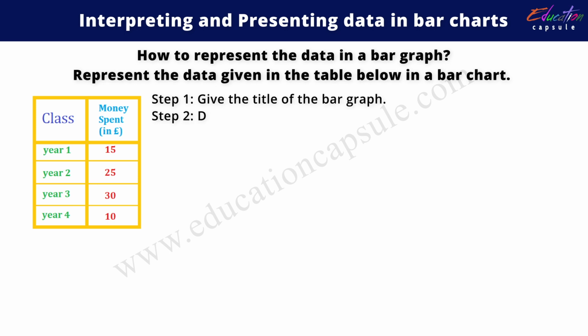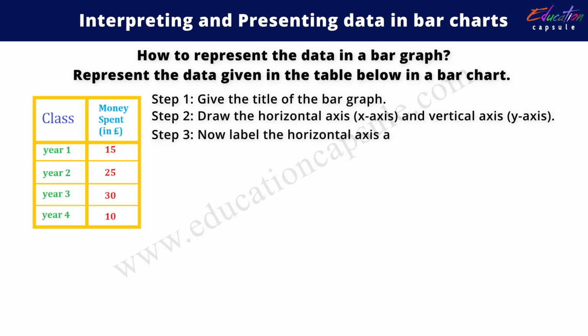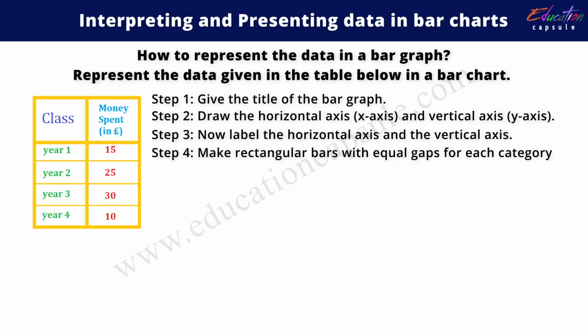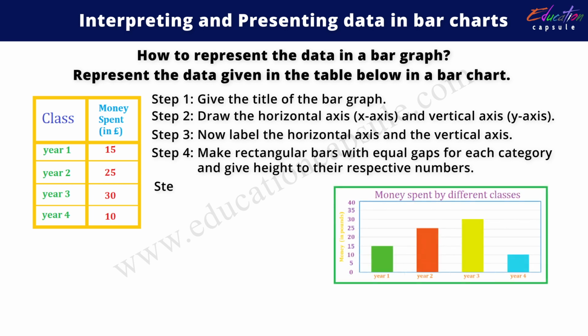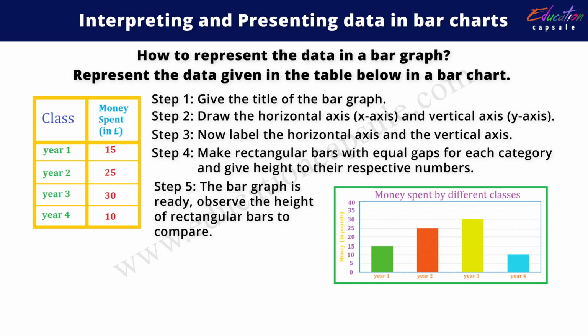Step 2, draw the horizontal axis, which is the x-axis, and the vertical axis, which is the y-axis. Now label the horizontal axis and the vertical axis. Step 4, make rectangular bars with equal gaps for each category and give height to their respective numbers. Step 5, the bar graph is ready. Observe the height of the rectangular bars to compare.